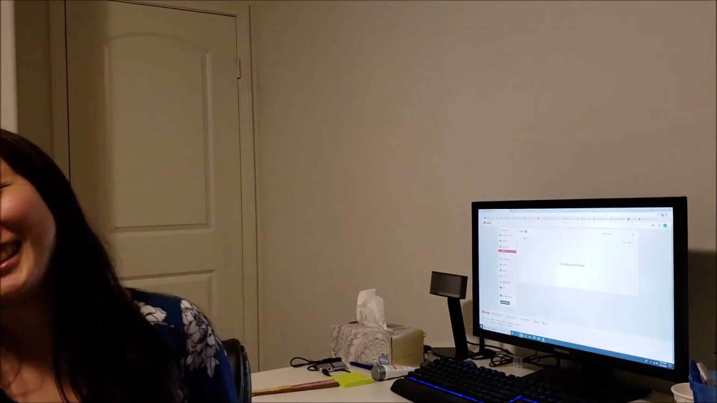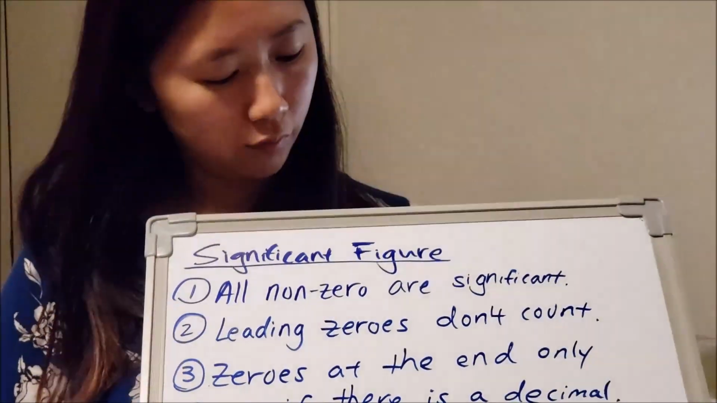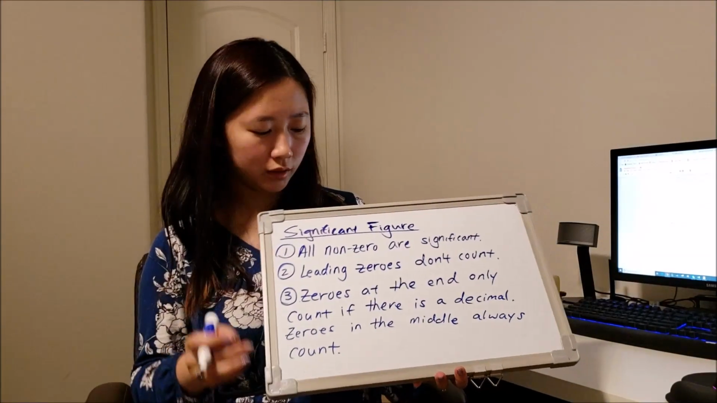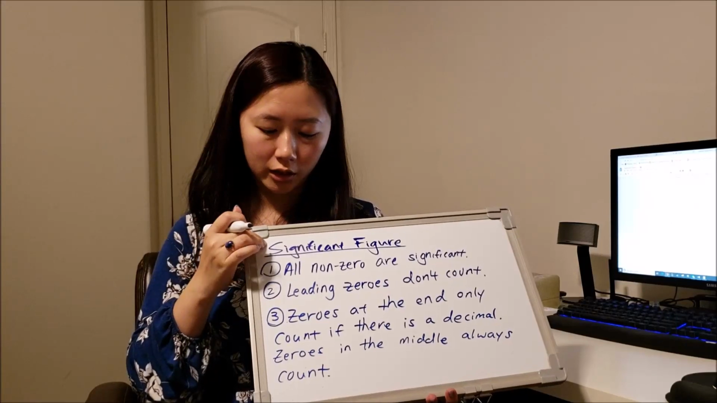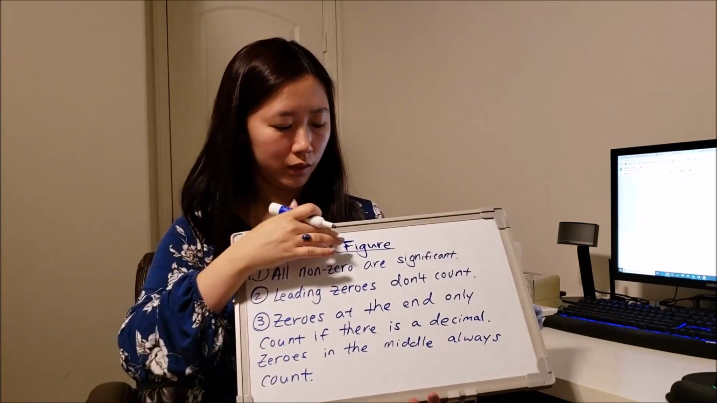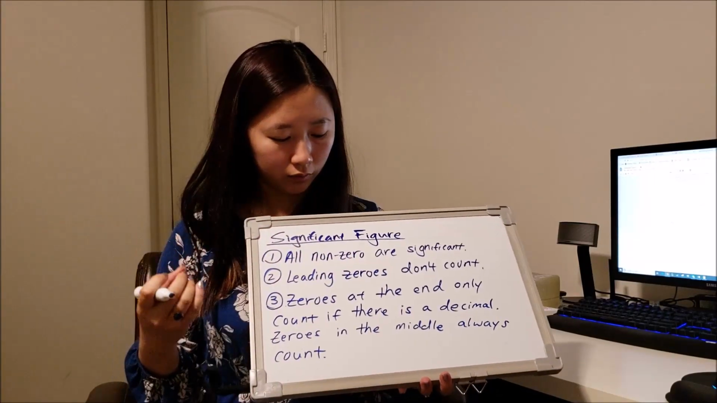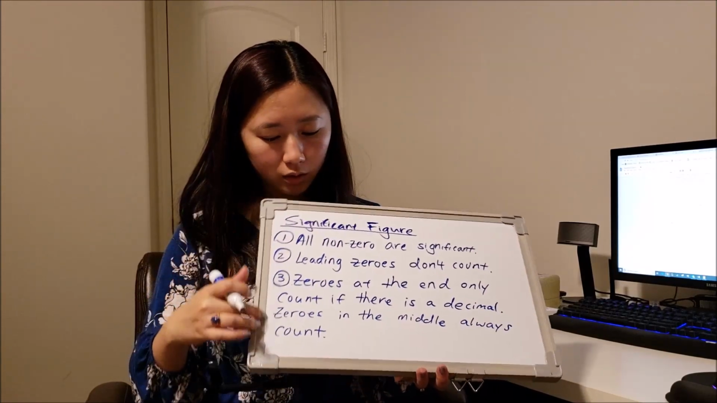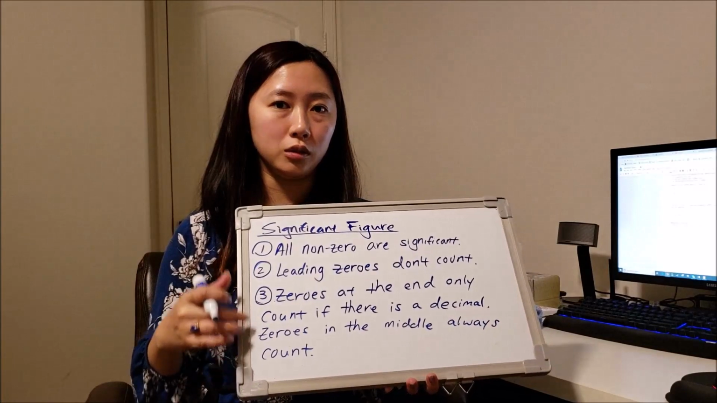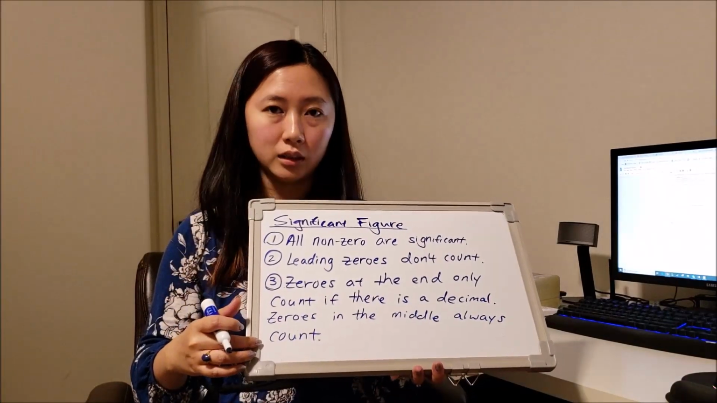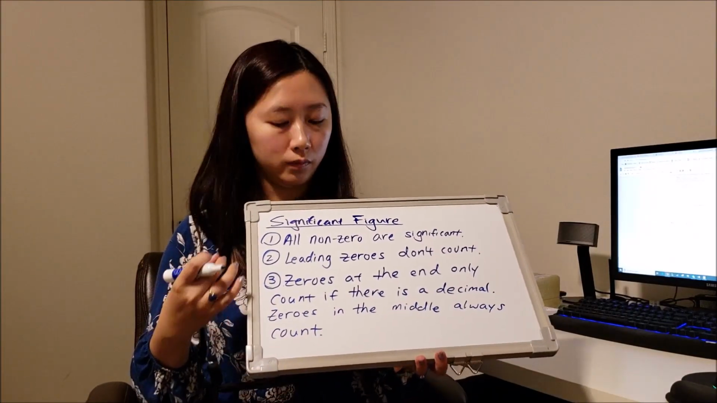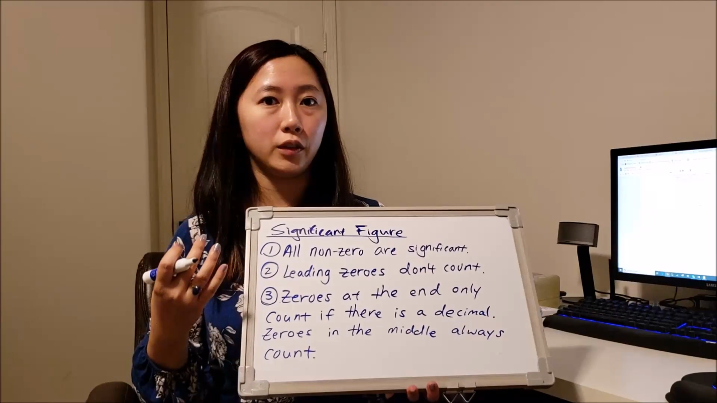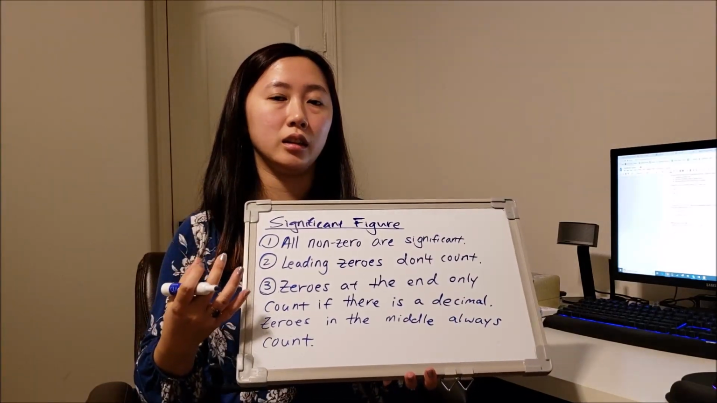What are significant figures? Well, significant figures are just basically significant, so it's important, and figures, so some kind of number. With significant figures, these are the rules that we follow to check how many significant figures there are, so how many important numbers there are. And significant figures tell us how precise a number is.